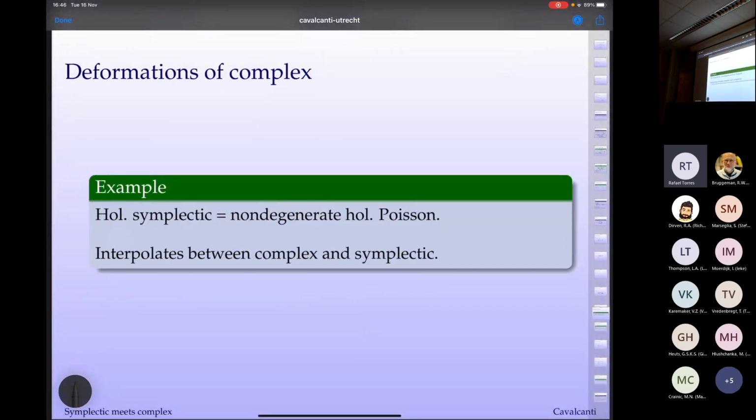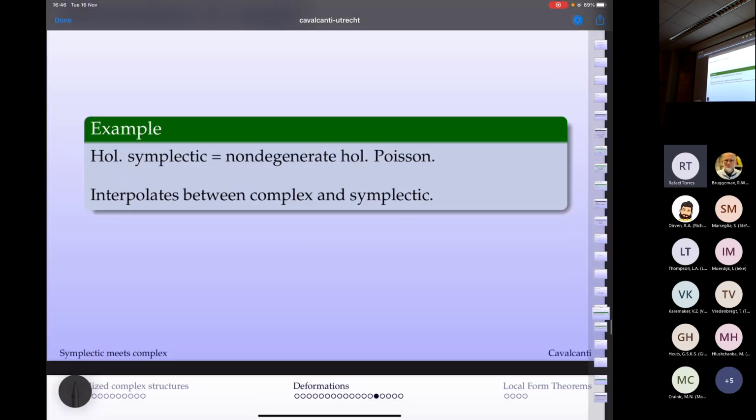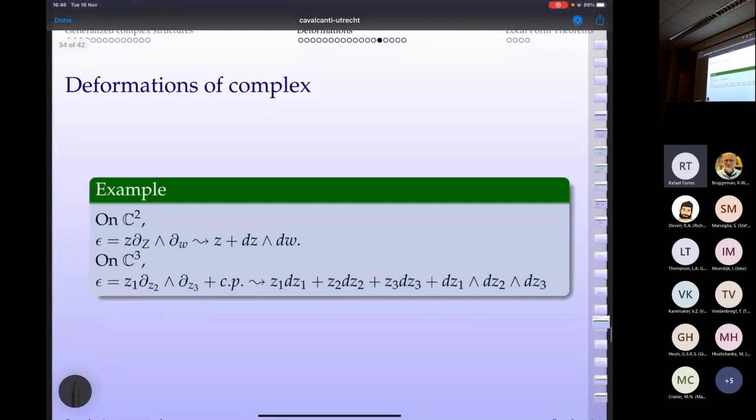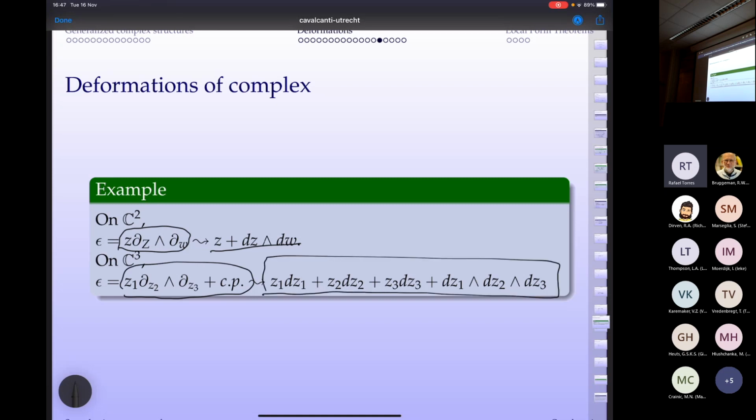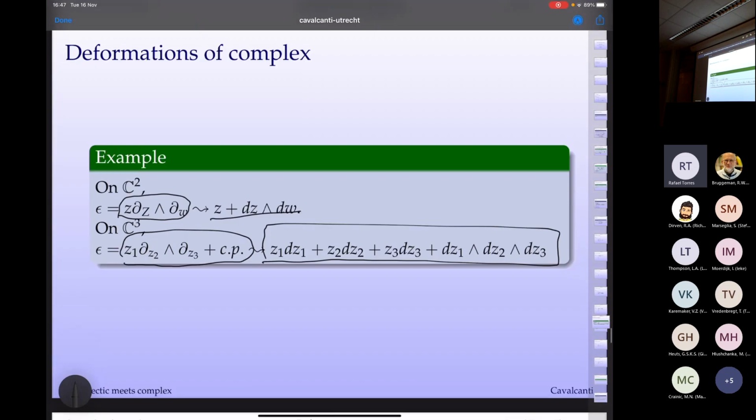So you can go back to the examples I had before. The holomorphic symplectic example was the same thing as a non-degenerate holomorphic Poisson structure, and that was the one that interpolated between complex and symplectic. On C2, the example that I gave with Z plus the ZW corresponds to using this holomorphic Poisson bivector here. And the other one that I had, this one of cyclic permutations, was the one that gave me this particular structure. So all the examples I gave before are actually all holomorphic Poisson examples. So there is a rich holomorphic connection to holomorphic Poisson geometry on this thing here.